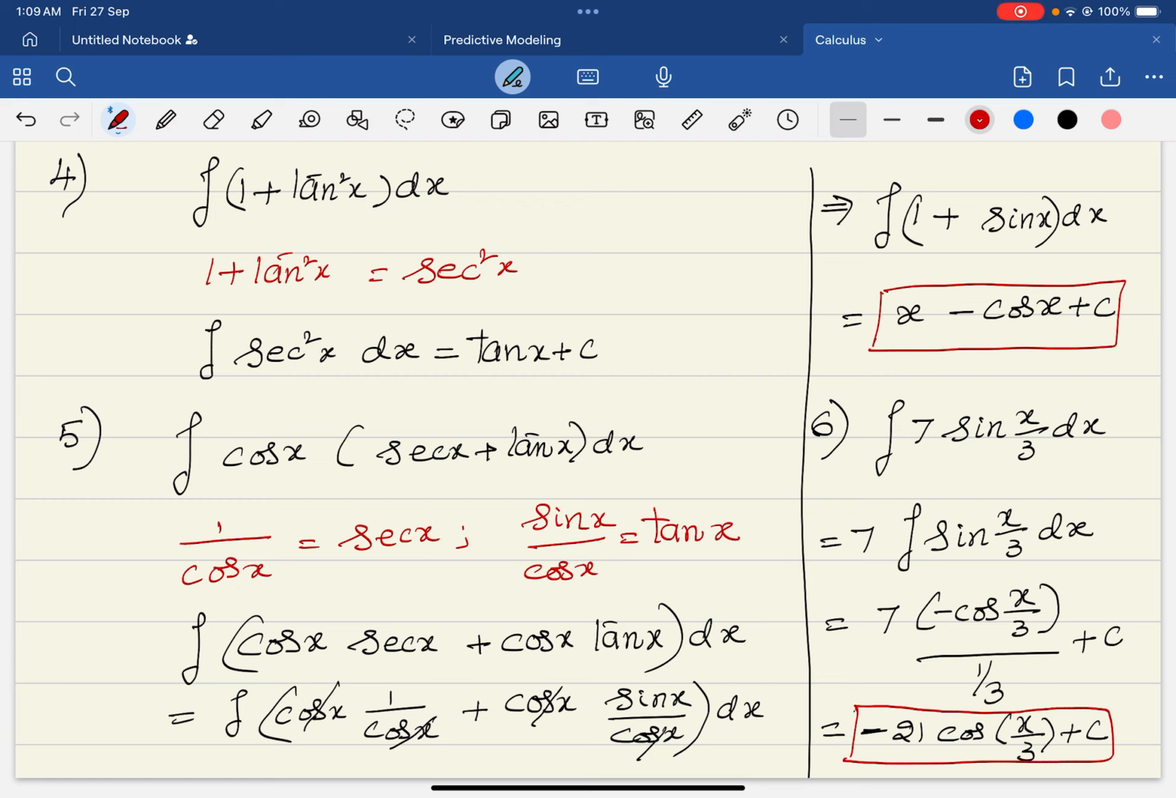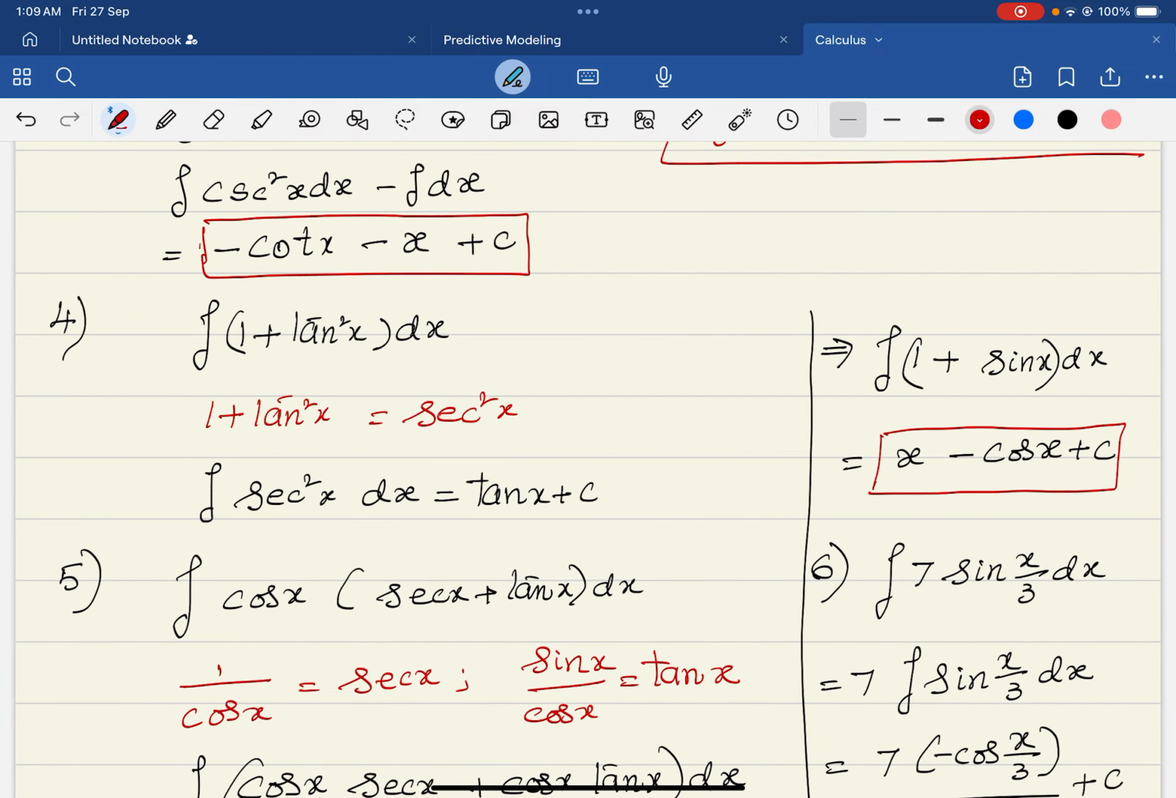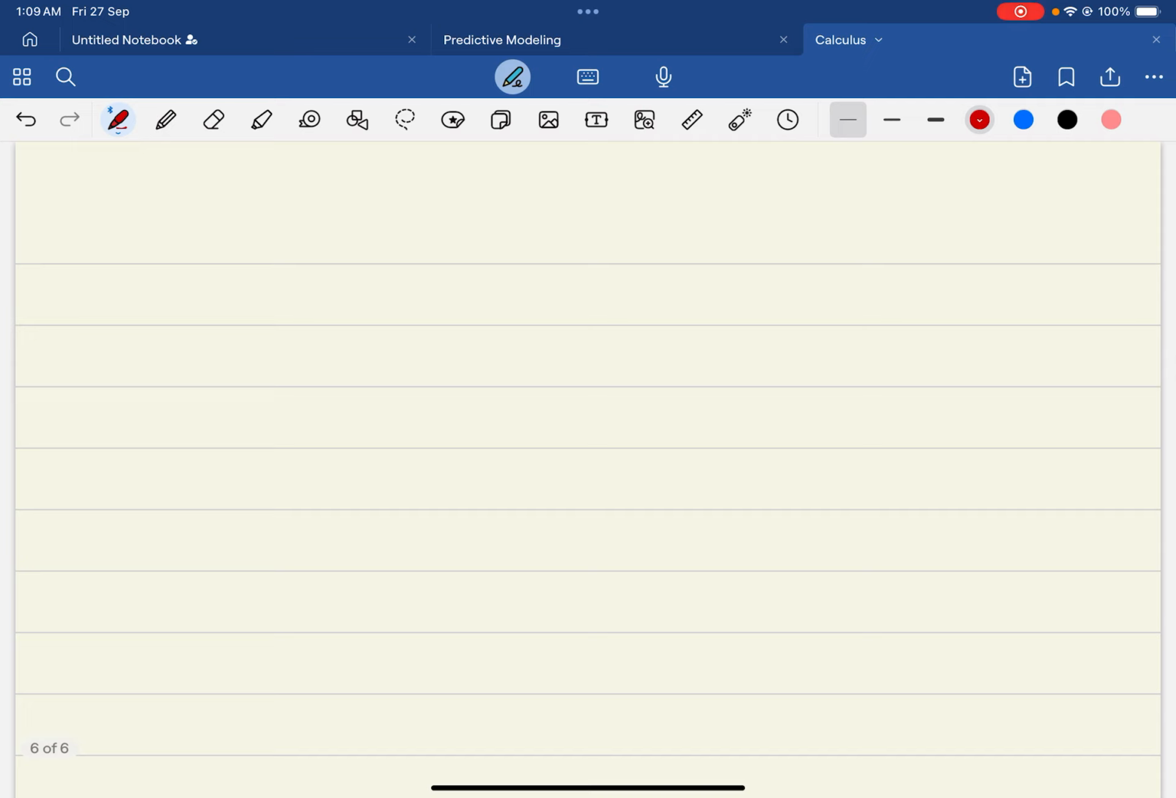This is the solution for the problem. I hope it's clear how to do term by term integration. I'll do one more problem on this term by term integration. Let us have a look. For example, I have another function: integral of root x over 2 plus 2 over root x dx. This problem number is the 7th one. Now how will you solve this?